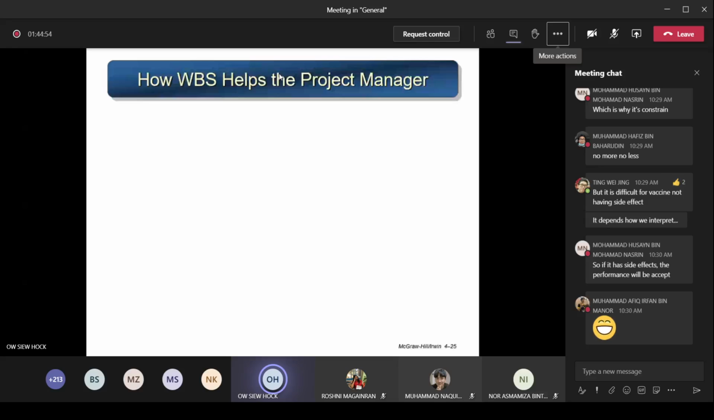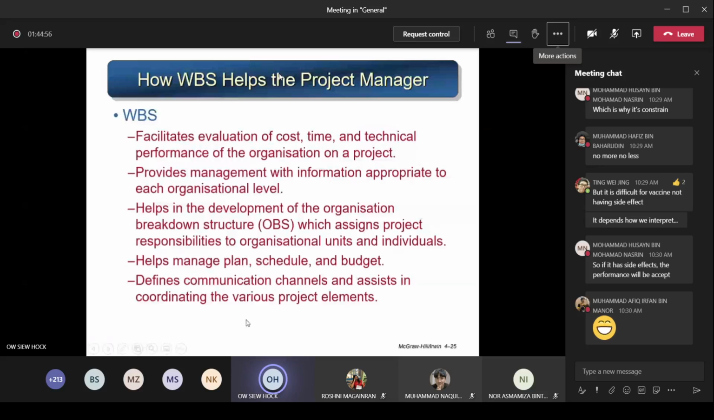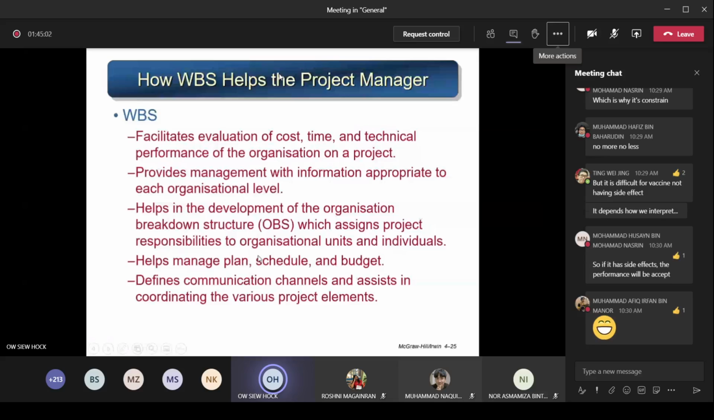So what is this WBS? You need this WBS to facilitate evaluation of cost, time, and technical performance of the organization on a project. So once you come to the lowest level, you have assigned a cost, how much money you need to carry out this last level task, how much time is given to complete this task, and what performance you have to achieve for this particular lowest level task, which is the work package.